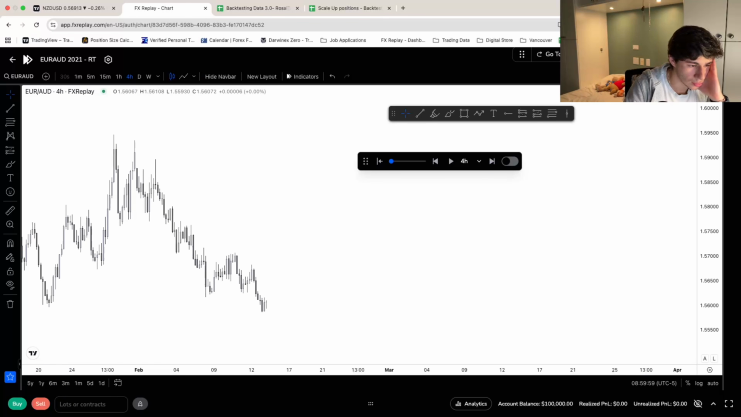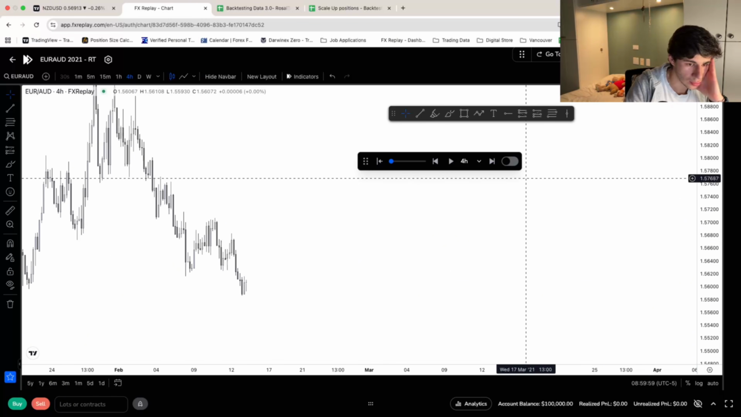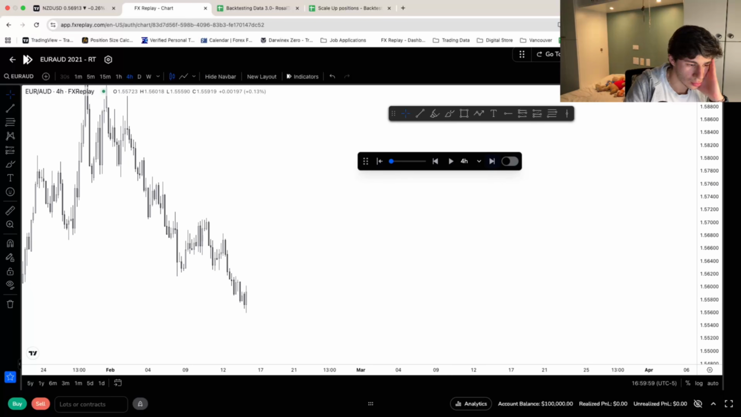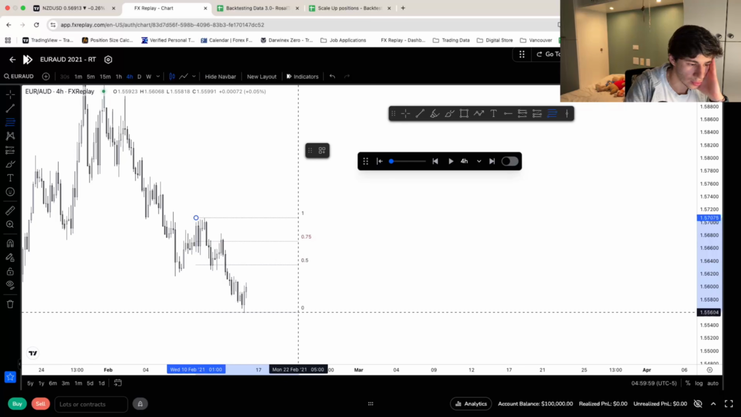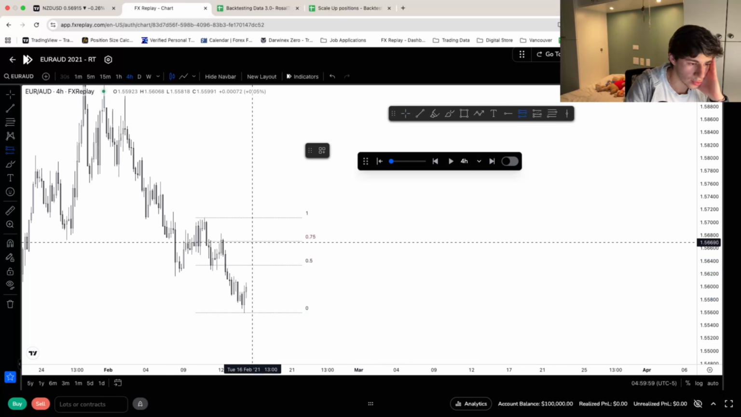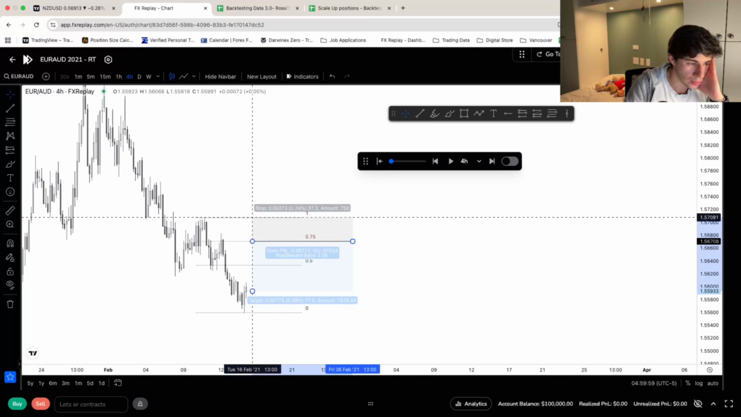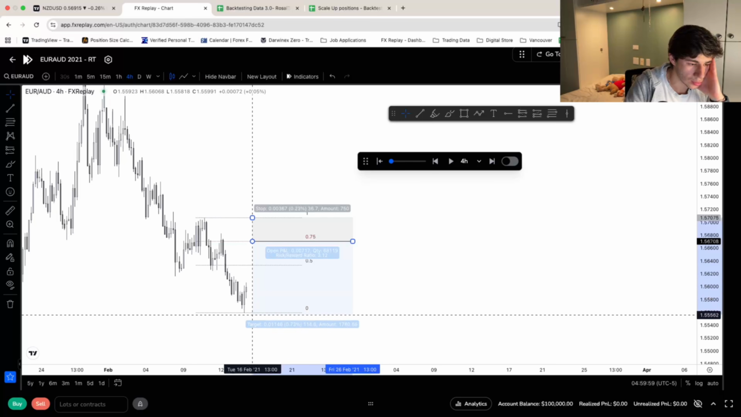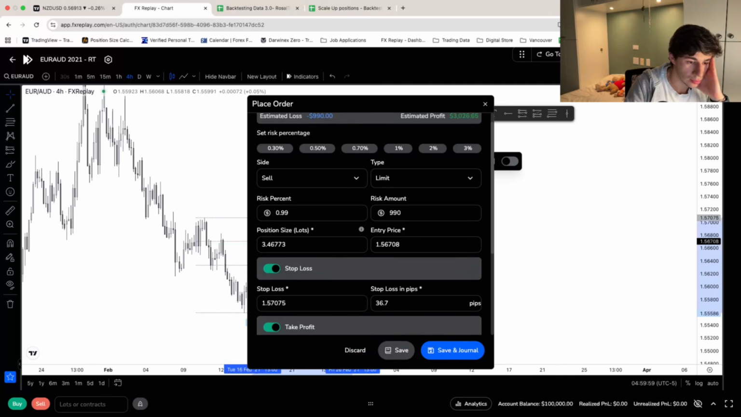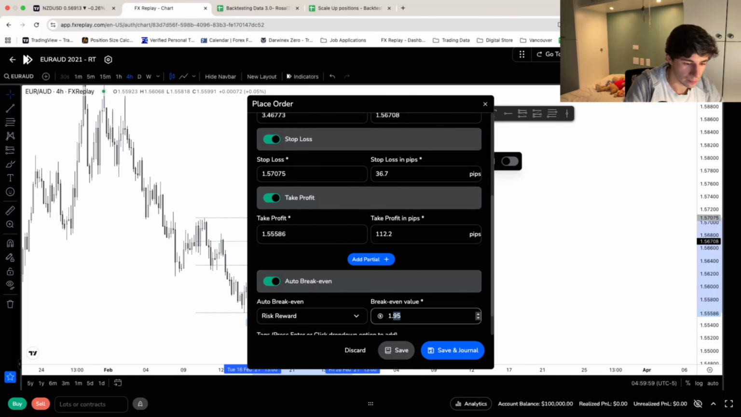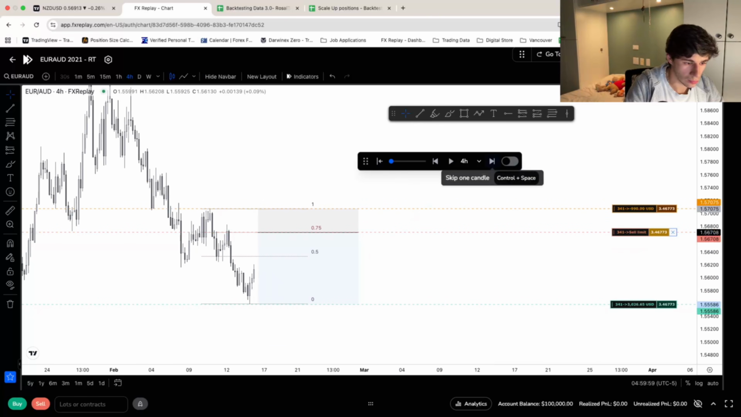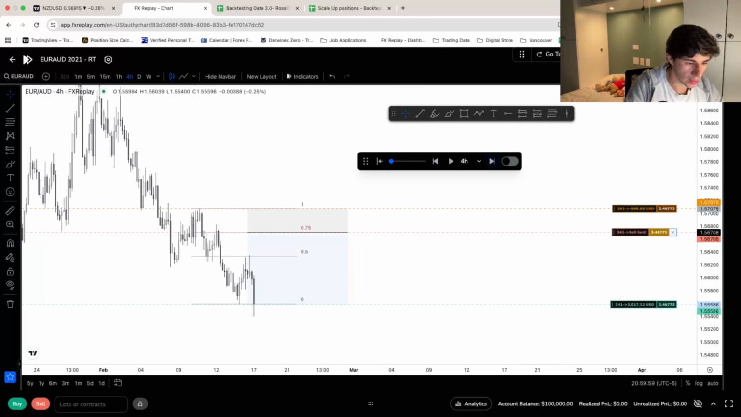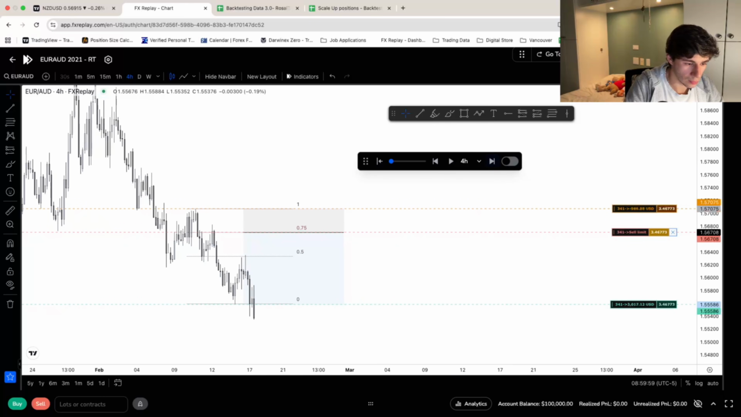Okay, so this is a nice position. See if price reverses. Okay, from here to here. The short is valid. Just see if we get tagged. Nope.